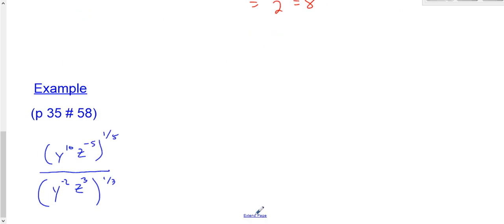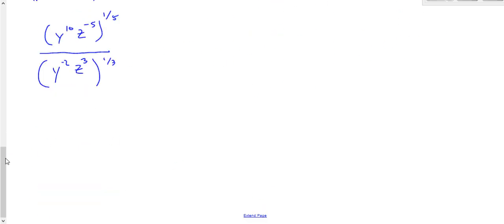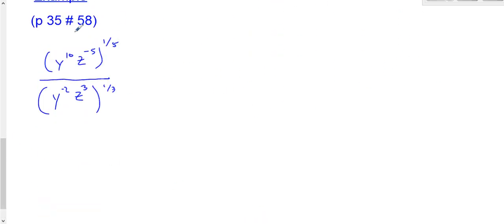Moving on to the next example here, we are looking at page 35, problem number 58. I have y to the 10th times z to the negative 5, all to the 1/5 exponent, over y to the negative 2, z to the 3rd, all with an exponent of 1/3. So again, I need to distribute this exponent from the outside.